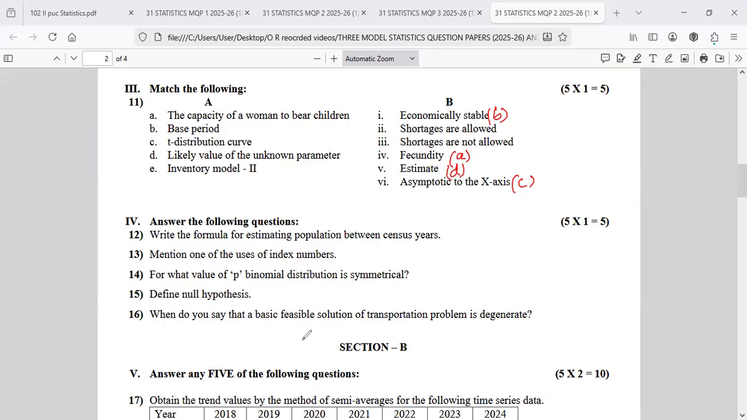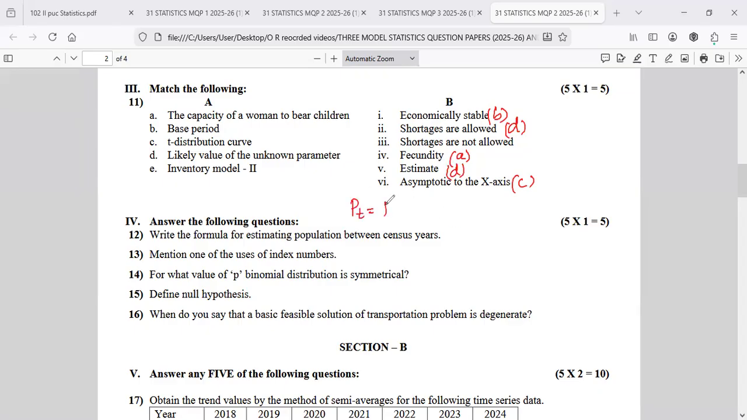Inventory model 2, so shortages are allowed. Yes, shortages are allowed. Please match the following. When we do match the following, think twice and mark it. Okay, next one. Write the formula for estimating population between two censuses.